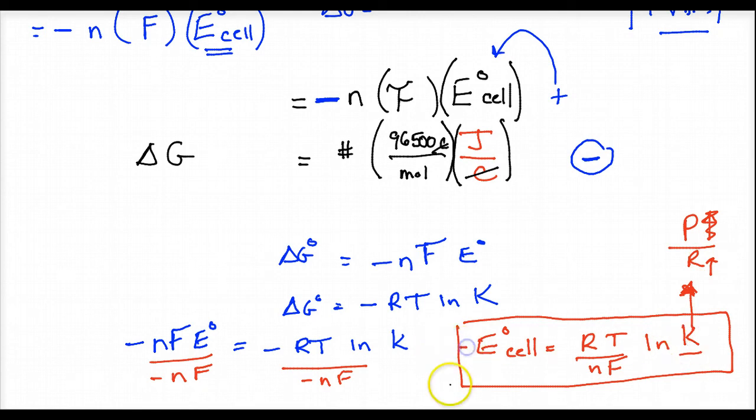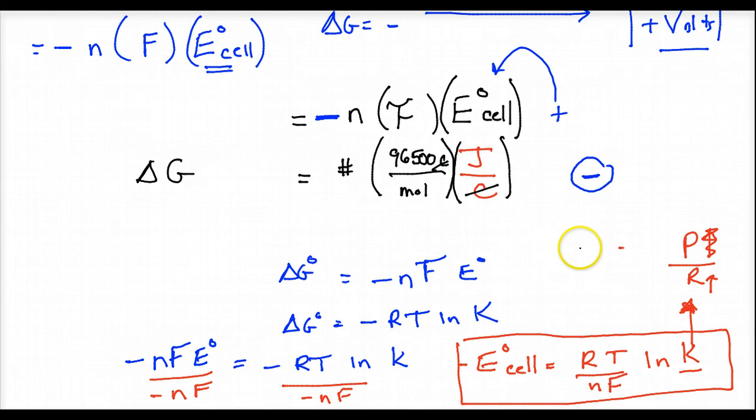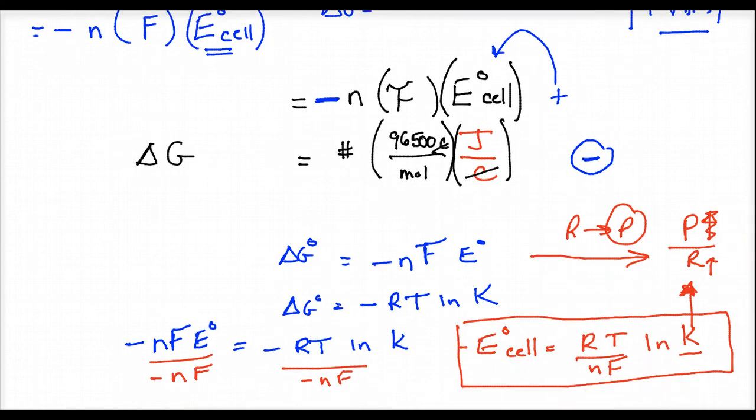and now your E of cell becomes negative. So if you have a high K, that means products are favored, and in my half reactions, reactants become products. If a lot of products are favored at equilibrium, that means we have a directionality to go forward, which means we're going to have positive volts. Okay, so that kind of shows you that. All right, so let's continue on.